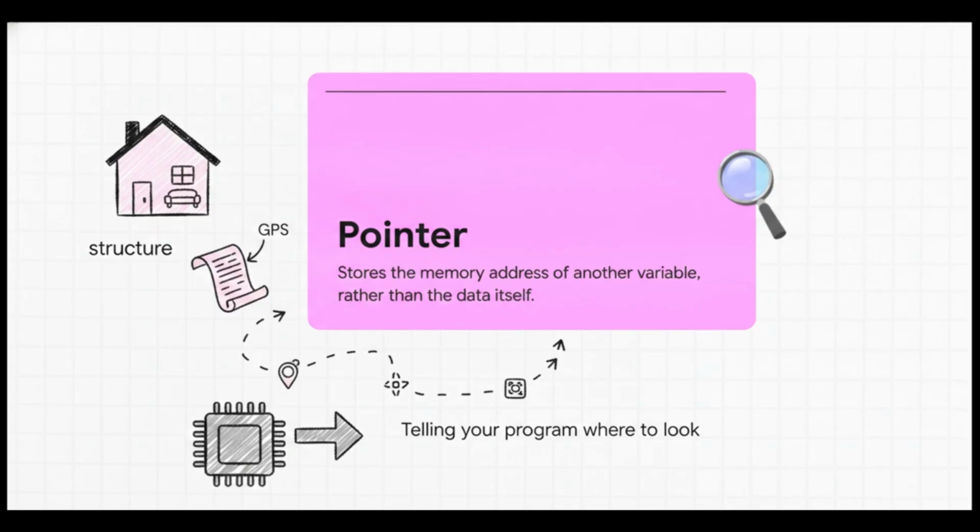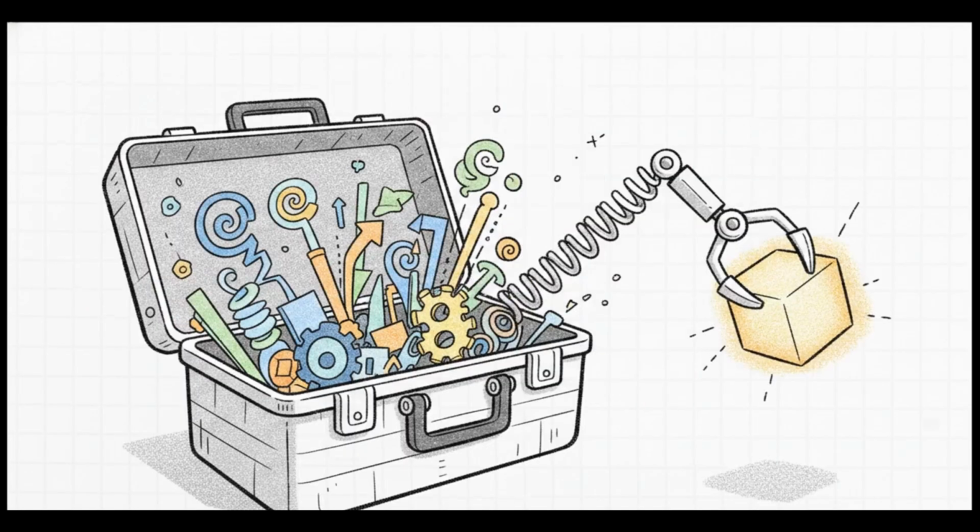Think of it this way. If a structure is a massive house full of heavy furniture, a pointer isn't a copy of that house. It's just the GPS coordinates. It's a treasure map. Instead of dragging heavy data around all over the place, you're just telling your program exactly where to look for it. And wow, do pointers unlock a massive toolkit.